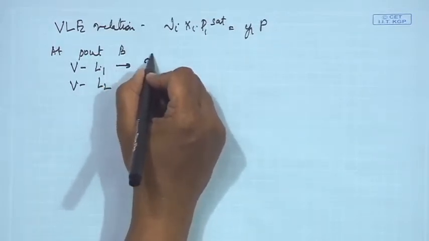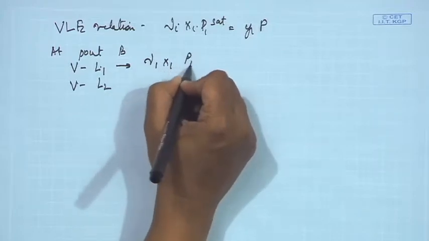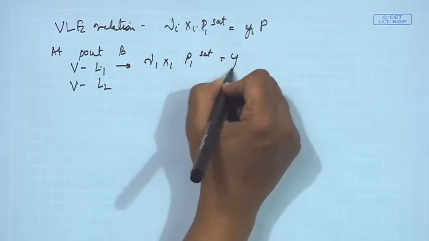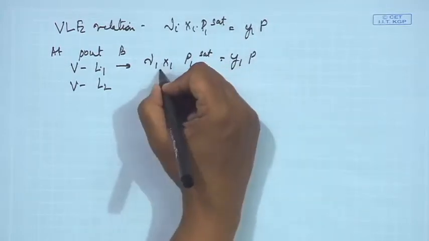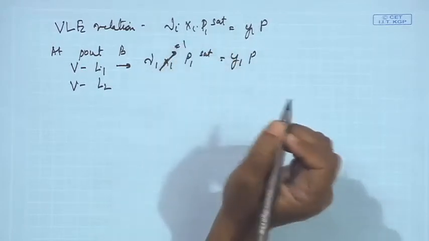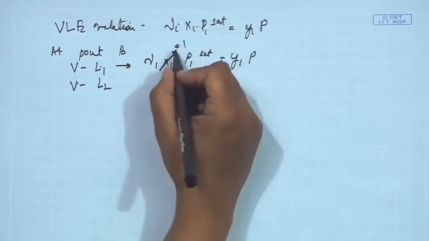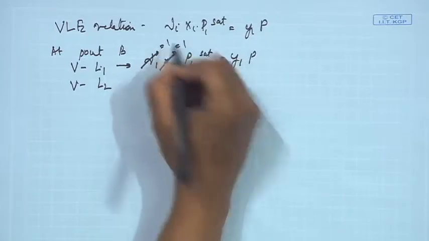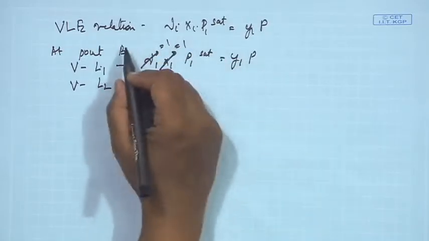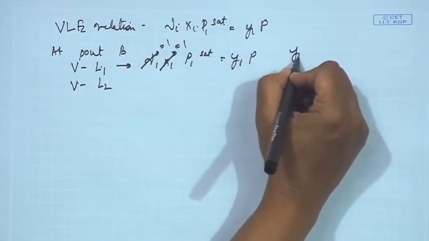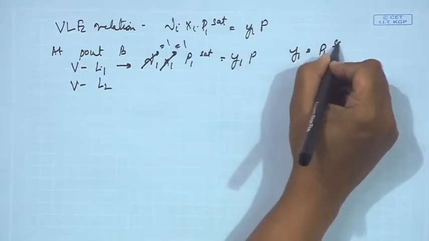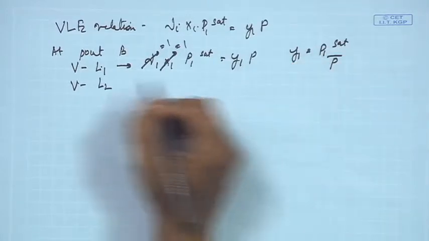For the first case, it should be gamma 1 x1 p1 saturated will be equal to y1 p. And again we remember that in this case x1 is equal to 1, we have pure liquid. Since x1 equals 1, naturally gamma 1 will also be equal to 1. So, at point B, what is y1 equal to? It is p1 saturated by p.